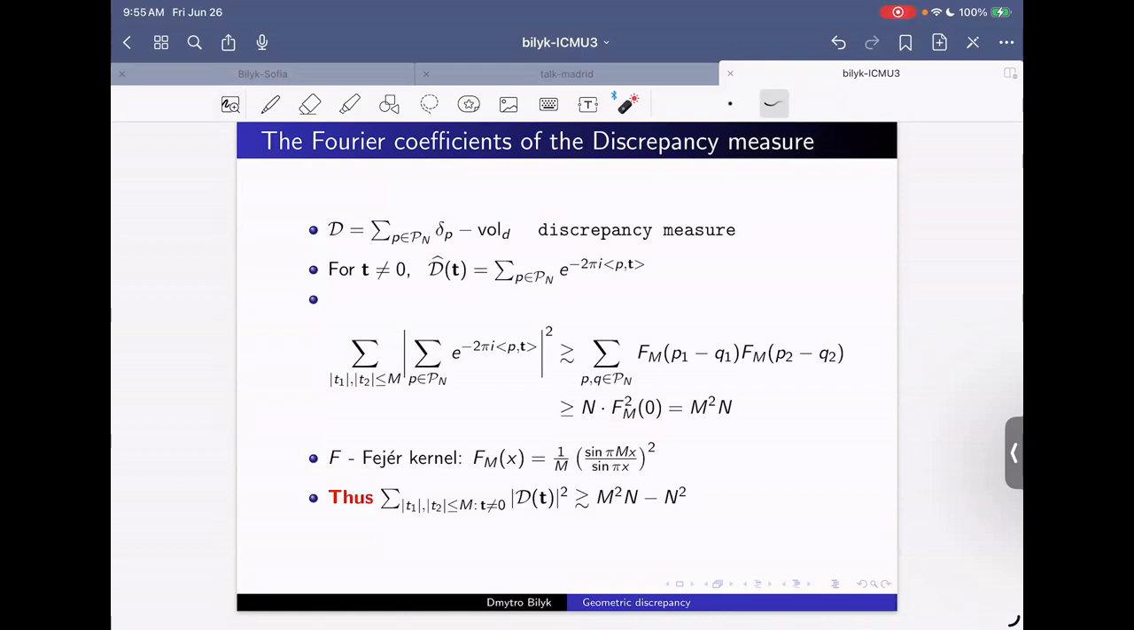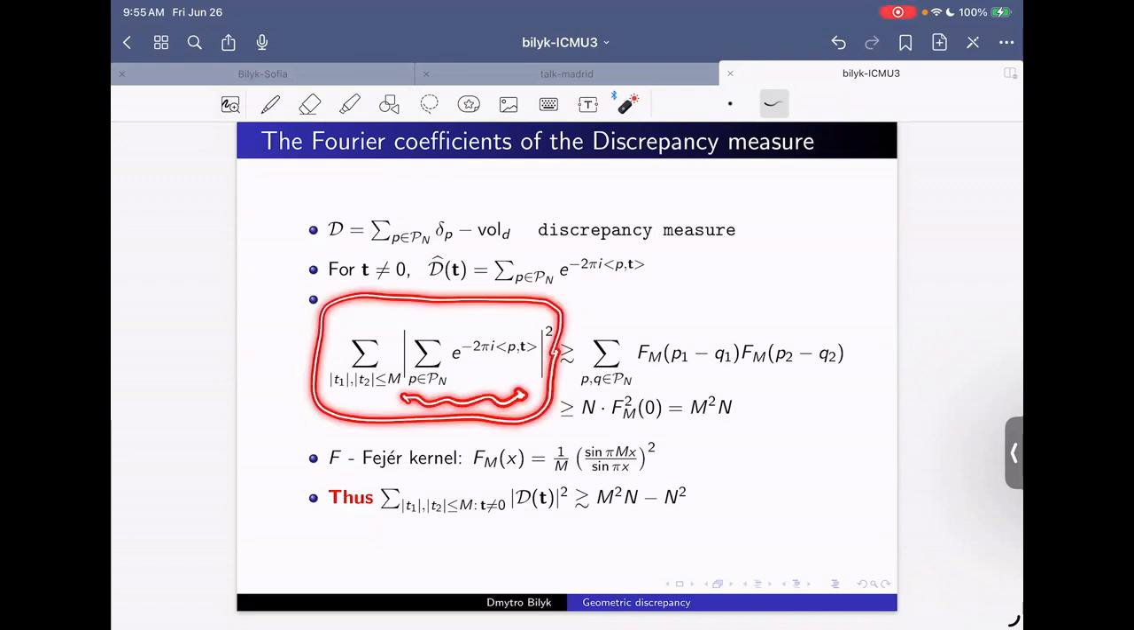So that is m squared. The Fourier kernel is of the order m squared, with 1 over m here. So you get m at 0. m is some parameter which we'll play around with in a moment. All right, so I get this lower bound for the sum of these exponential sums.